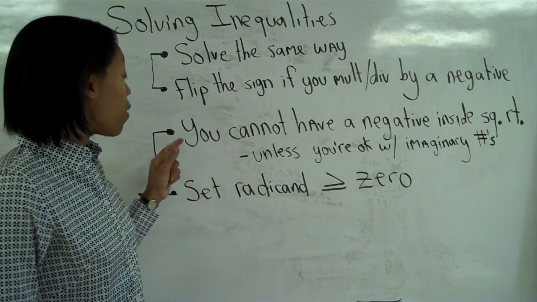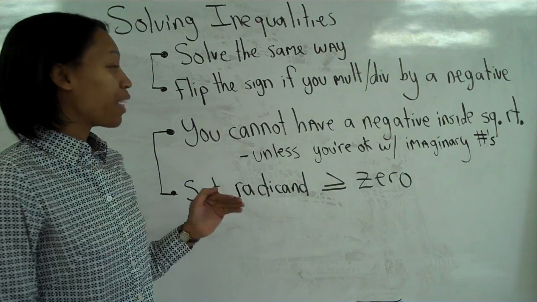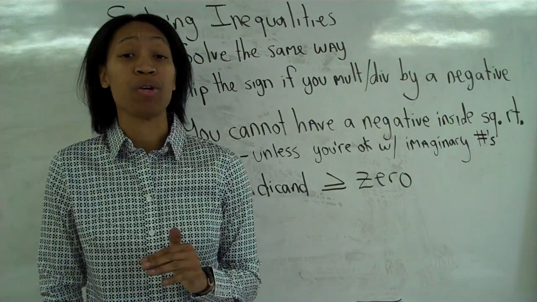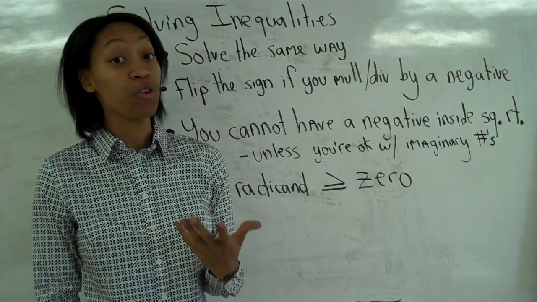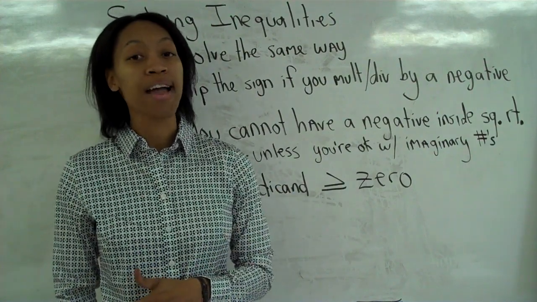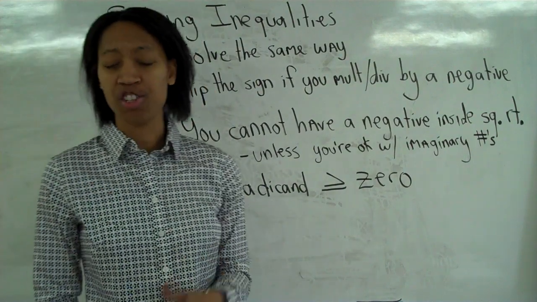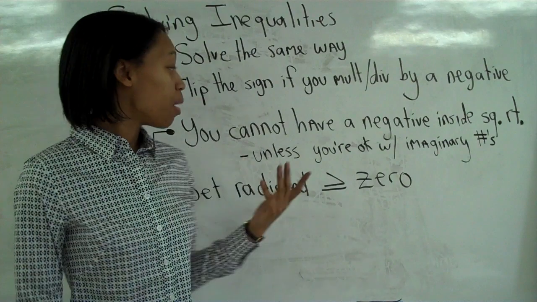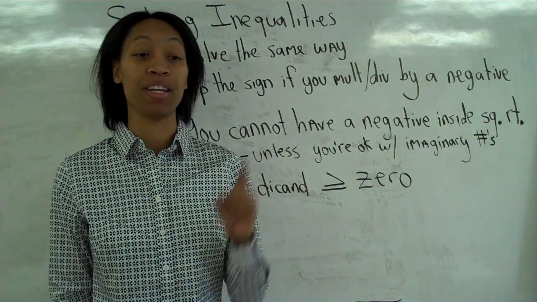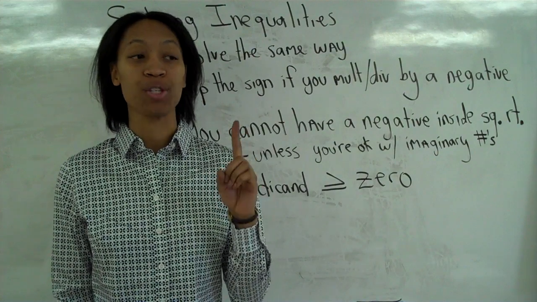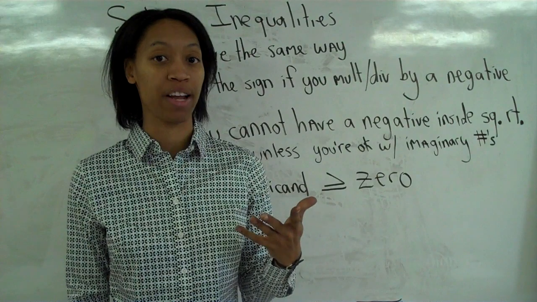Now, when you're solving inequalities, we have to look out for getting a negative inside the square root. You cannot have a negative inside the square root. If you do, that gives you an imaginary number. We haven't learned about imaginary numbers yet this year. Before, when we were getting one answer, x equals one thing, we didn't have to worry about it because we were plugging our answer back in anyway to make sure it worked.